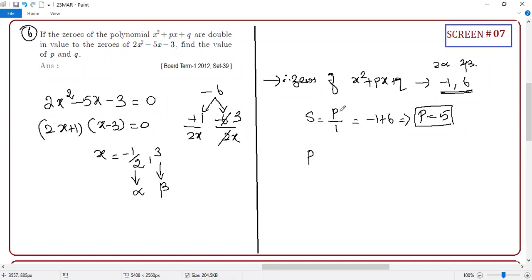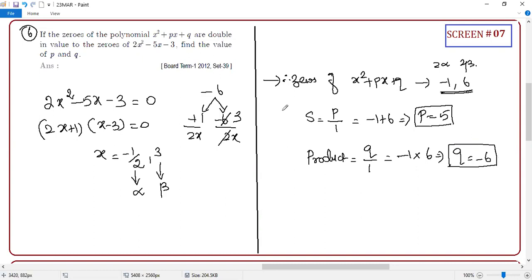Product. Maybe this p you should not get confused, you can write it fully, student. Product equals what? Constant q by coefficient, so q by 1. This product equals the actual zeros' product, which is -6. So can you tell me what is your q? -6. Any doubt from anyone? No, sir.